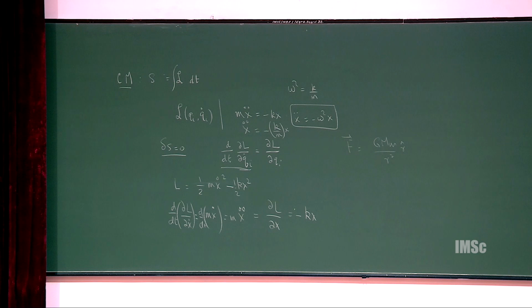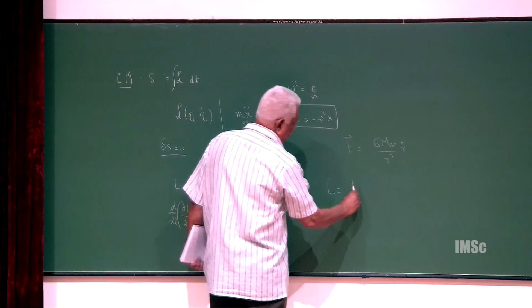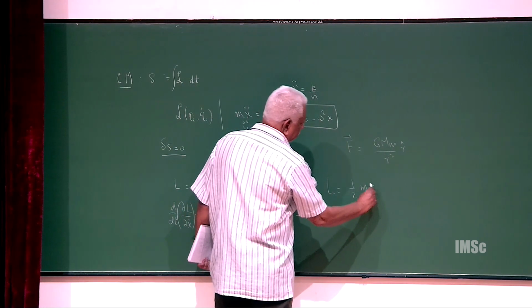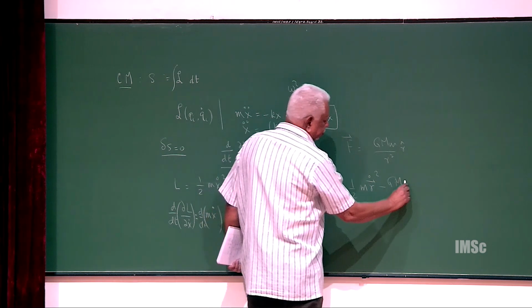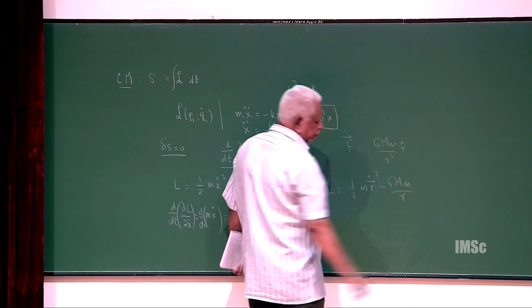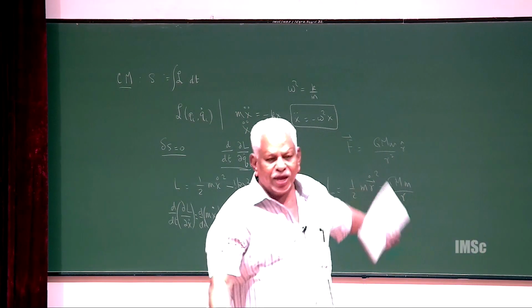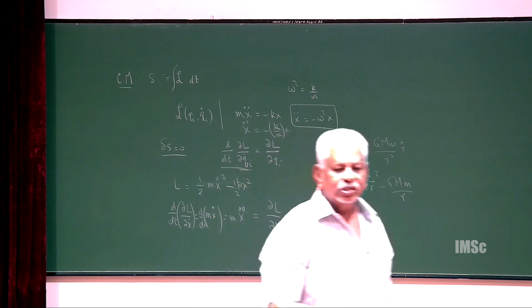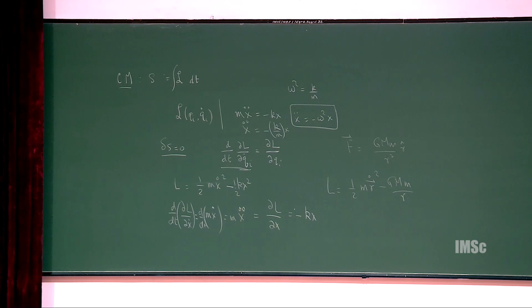Now, if you do that, then T minus V will give you L equal to half m r dot square minus G m M by r, where V is the potential. And if you do the same way, differentiating with respect to x, y, z, the 3 coordinates, you will get the same thing.